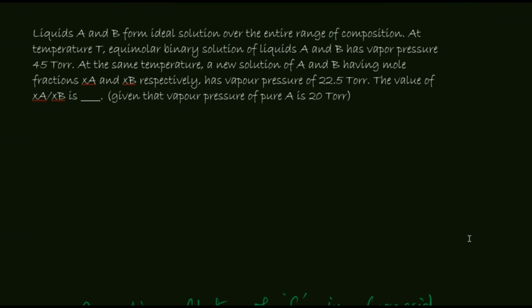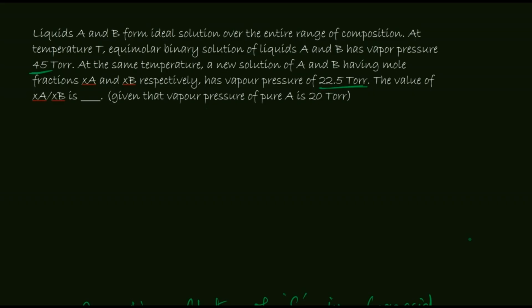Liquids A and B form an ideal solution over the entire range of composition. At temperature T, an equimolar binary solution of liquids A and B has a vapor pressure of 45 torr. At the same temperature, a new solution, we don't know the mole percentage of that, of A and B having mole fractions chi A and chi B respectively, has a vapor pressure of 22.5 torr. The value of chi A divided by chi B is. So that is the question.